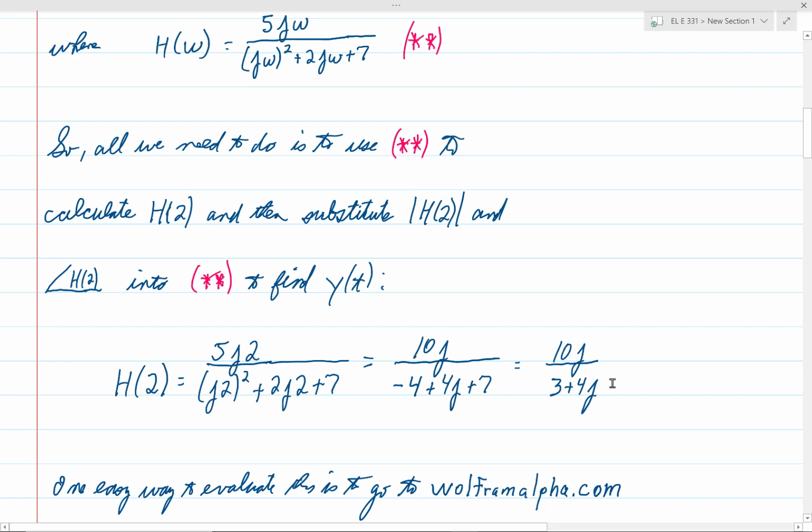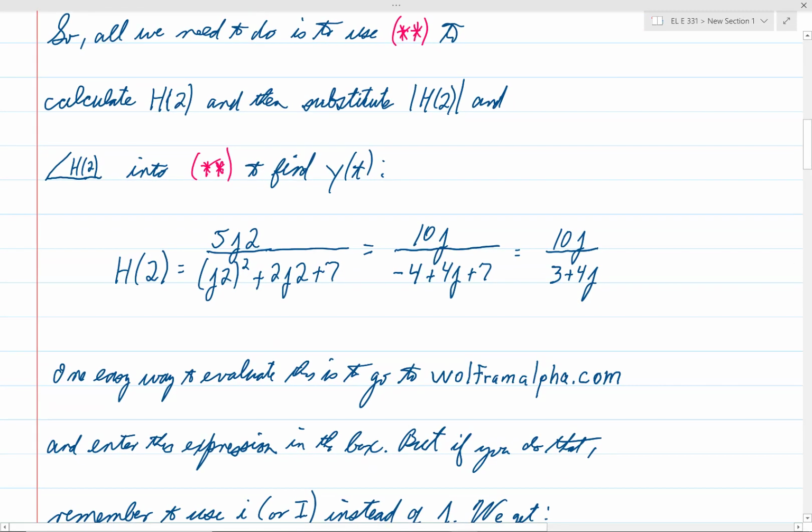Now, I'm confident that you've learned ways to simplify expressions like this in the past when you have done complex arithmetic. But you know that sometimes that can be a little bit tedious. And so I want to show you a very easy way to go about evaluating expressions like this, and that is to go to wolframalpha.com. So again, what we're going to want is 10j over 3 plus 4j.